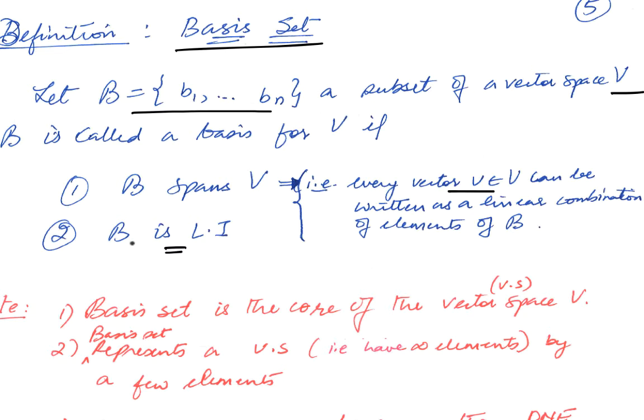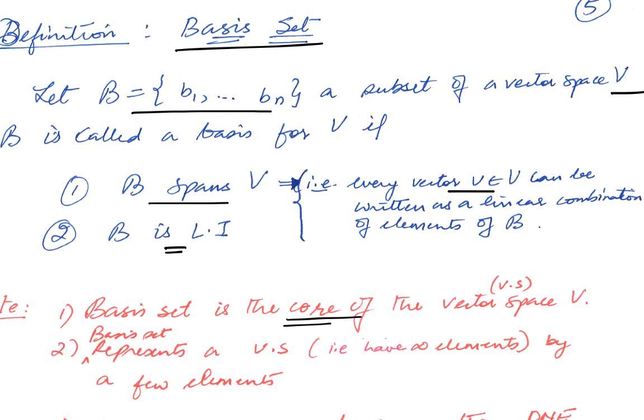So what we're doing is we are combining two important things. We're saying not only the set B is linearly independent, but also it is spanning the whole vector space V. This is the core of the vector spaces, guys. Basis set is the core.